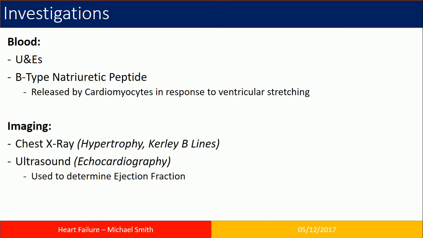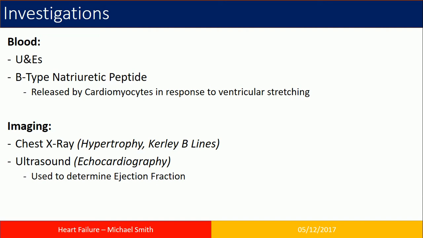So how do you work out whether or not a patient has heart failure? Well, you'll have a look at a couple of key things. One of the things you'll look at is your blood results, and you particularly want to have a look at the urea and electrolytes because blood pressure is closely related to your kidney function. So you want to ensure that the kidneys are working effectively. You also want to have a look at B-type natriuretic peptide, also known as brain natriuretic peptide. And this is released by the cardiac muscle when the ventricles become stretched.